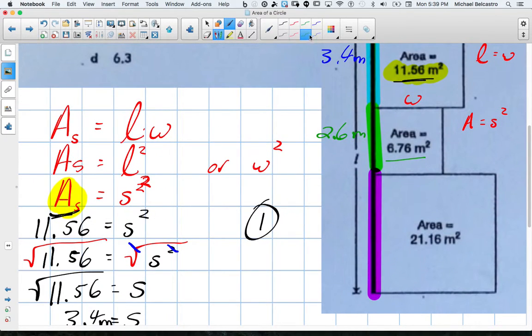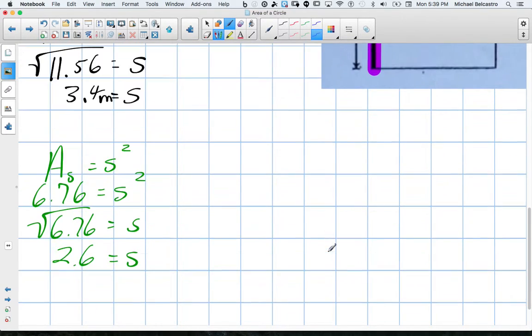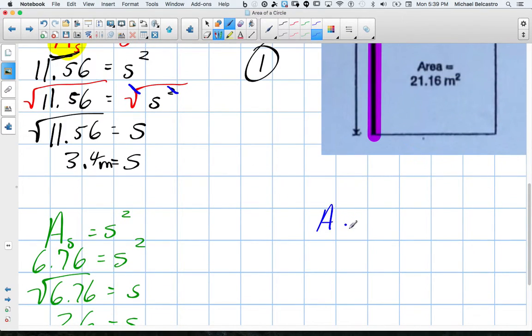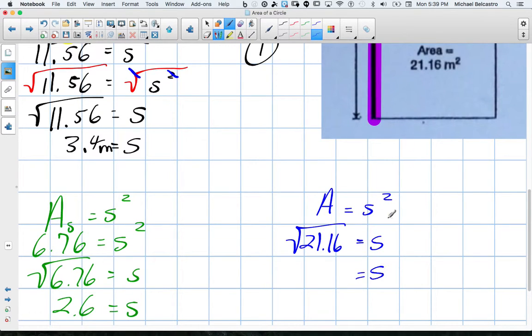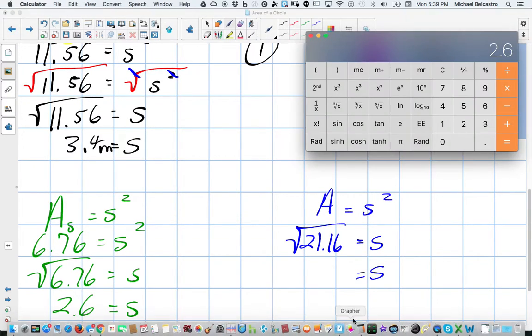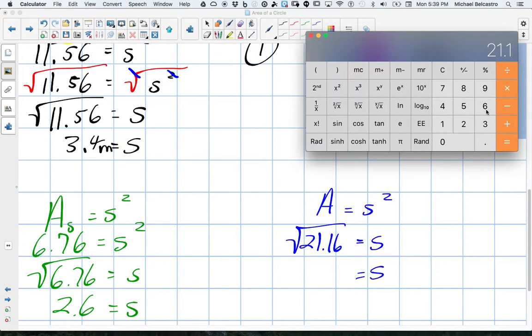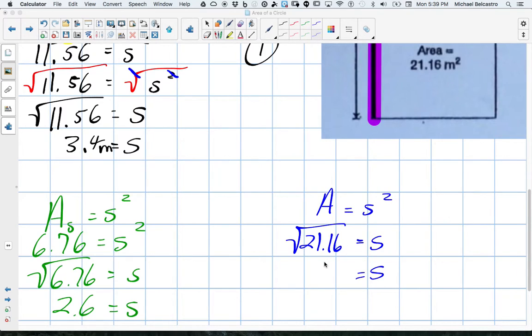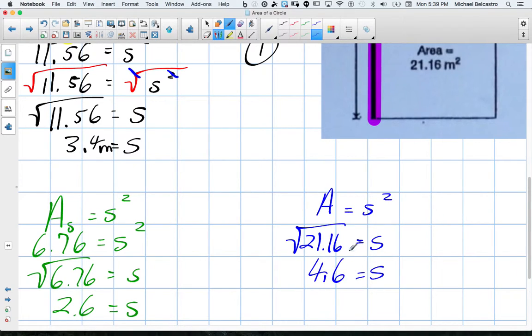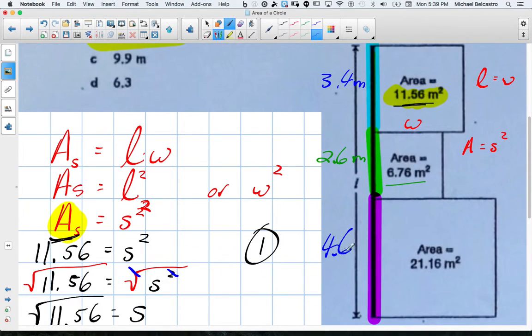And finally, the last process, I'm going to go through this one very quickly. We already know it's A equals S squared. We know we're going to have to square root the area, and the area is 21.16, so s is the square root of 21.16. So I've skipped quite a few steps. So slow here, faster in the middle, and very fast on the right. Our side length is going to be 21.16 square root, 4.6. Great. 4.6. So this is 4.6 meters.